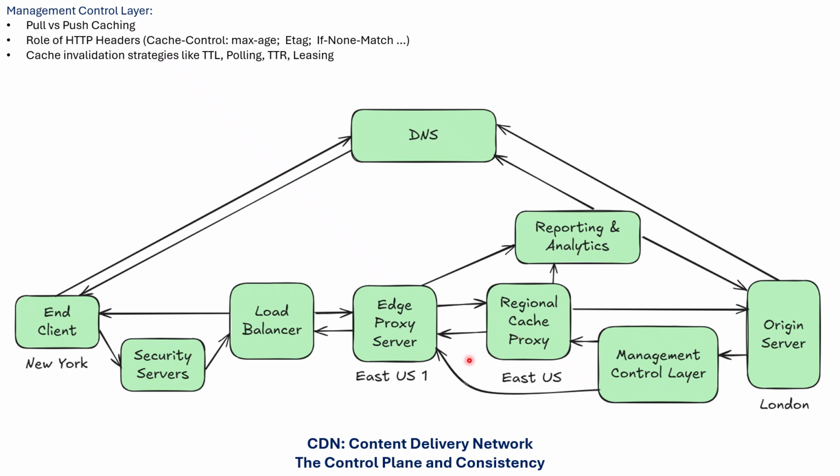TTR, which is time to refresh. Similar to polling, the edge server can serve the stale content while revalidation is still in flight, back to the end client. Now leasing, what is leasing? Leasing is a more advanced distributed system approach where the origin server grants a set period, a lease period, for this content. The CDN must renew the lease before it expires.